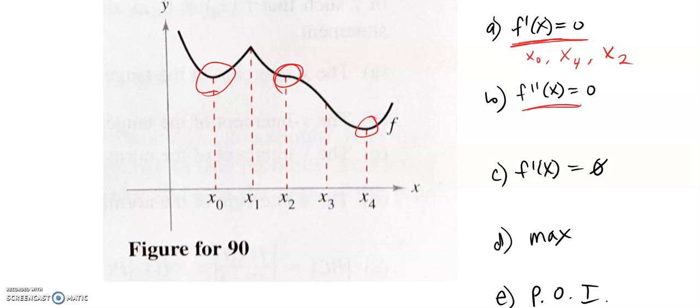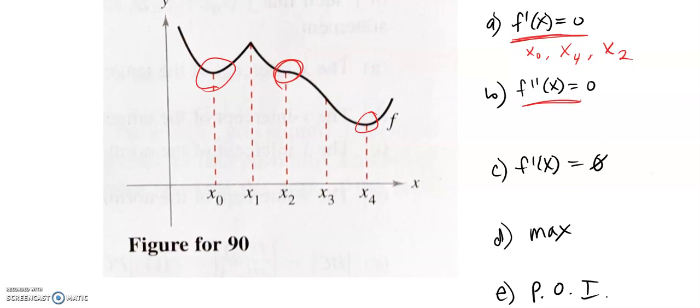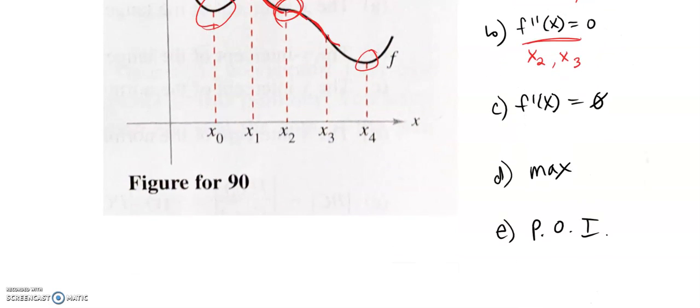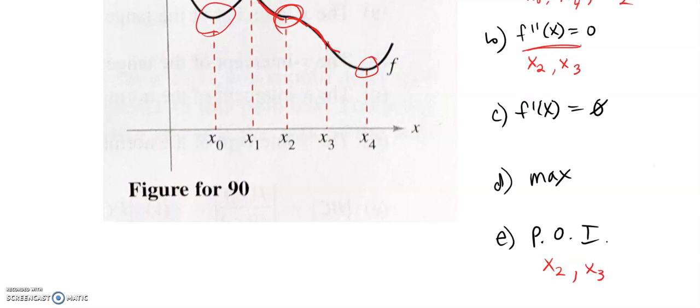And then this one is the points of inflection. So let's look at the points of inflection, where the second derivative is equal to 0. That's where it goes from concave up to concave down. Right here, it goes from concave up to concave down. Right there, so x sub 2 is a point of inflection. Also, right here, it goes from concave down to concave up. So x sub 3 is a point of inflection. And we're going to go ahead and answer E as well, x sub 2 and x sub 3, because it's asking the same question.